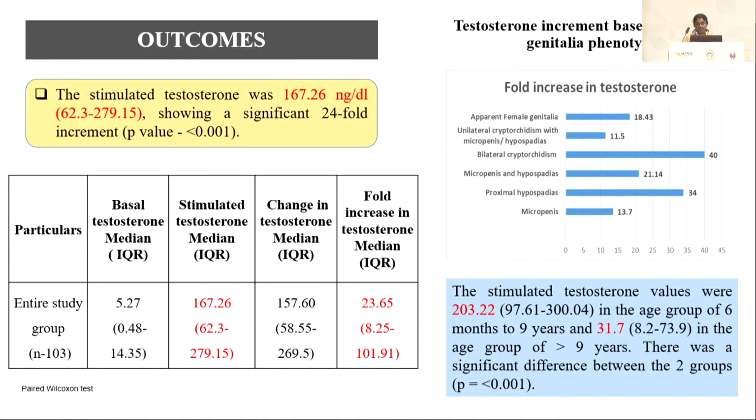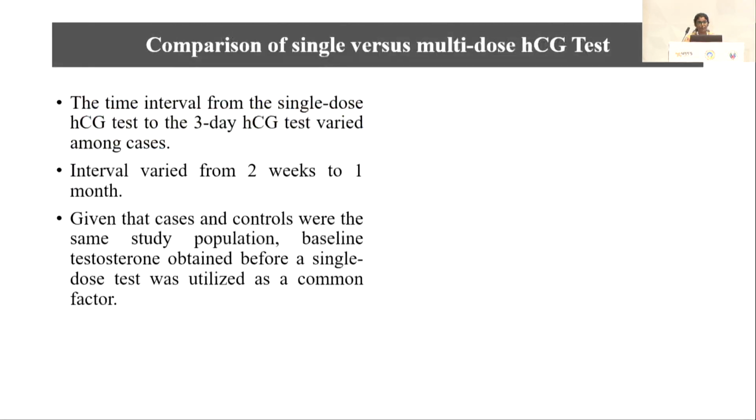And coming to secondary outcome, the stimulated testosterone values, when analyzed between two groups, there was a minimum increment that was seen in the age group beyond 9 years. So the possible explanation of the minimal increment in these groups is because of the higher prevalence of the hypogonadism cases that we had in them.